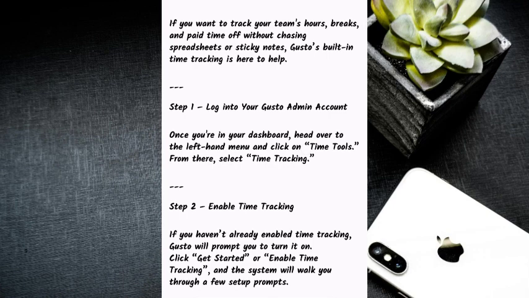Step 2. Enable time tracking. Now, if you haven't already enabled time tracking, Gusto will prompt you to turn it on. So just click Get Started or Enable Time Tracking, and the system will walk you through a few setup prompts.